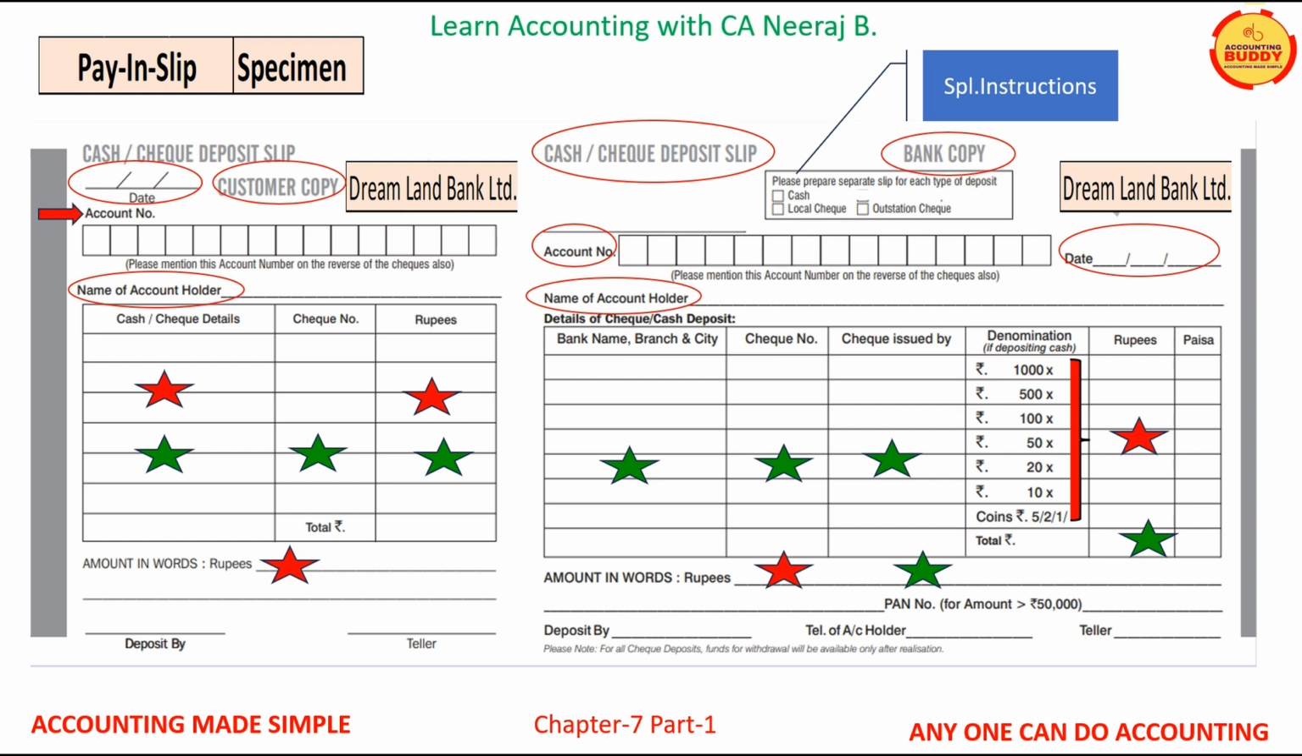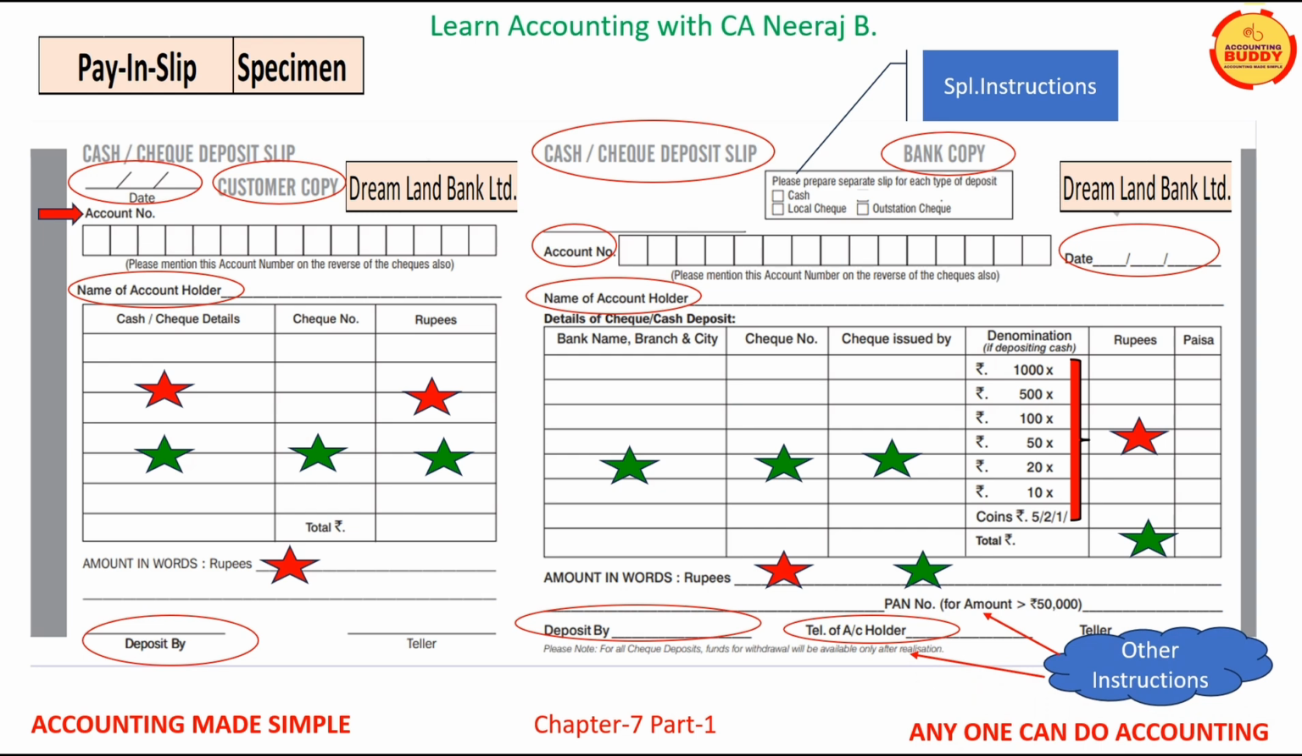The name of the person depositing the amount together with the telephone number of the account holder is also required to be mentioned. Other instructions like PAN number of the account holder needs to be mentioned in case the amount to be deposited is more than 50,000 INR. And the instruction that in case of check deposit, funds are available to the account holder for withdrawal only after the check is cleared and the funds are realized.